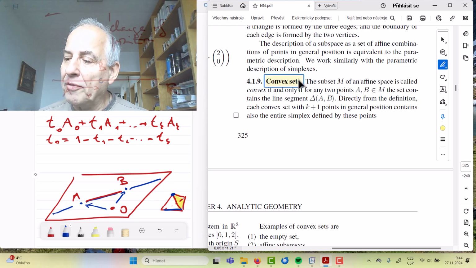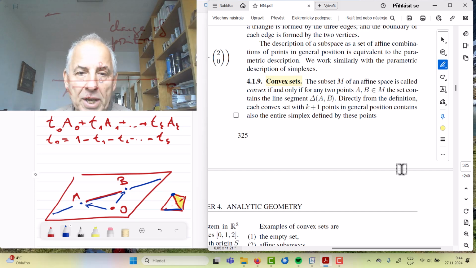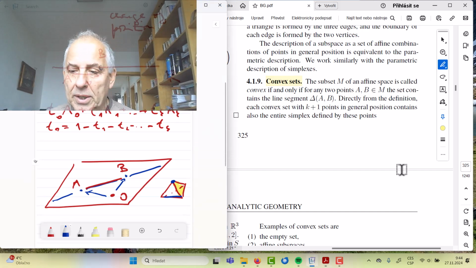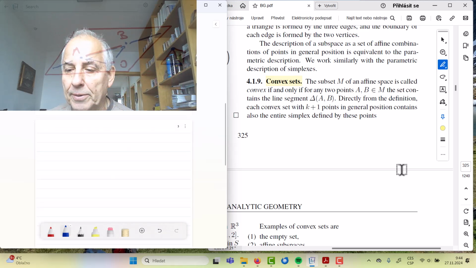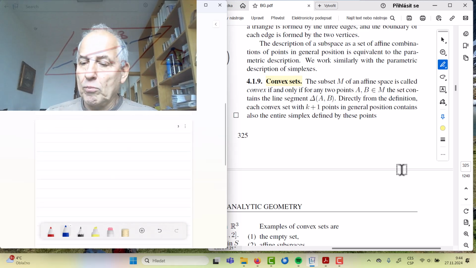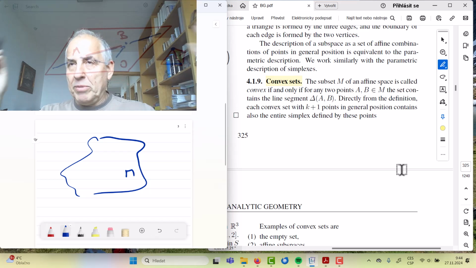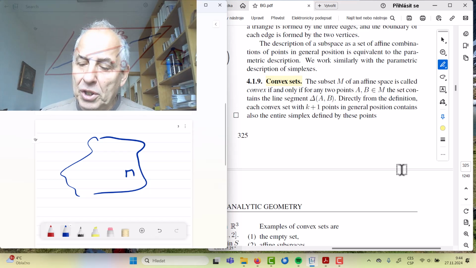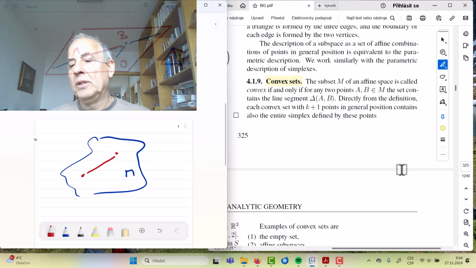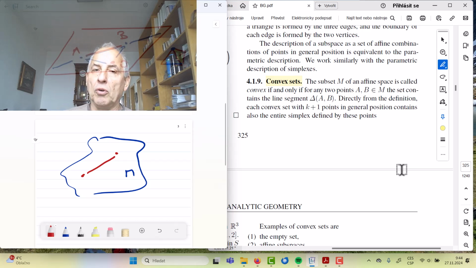Now what about convexity? So we say that a subset M, say in some bigger space, is convex if whenever I take 2 points there, then the line segment between them must be completely contained in the set. That's the definition of being convex, right?